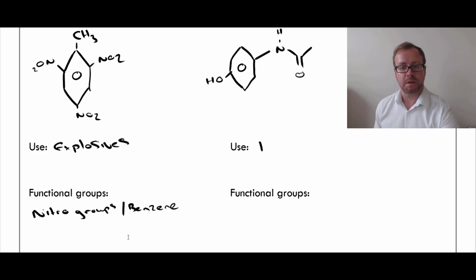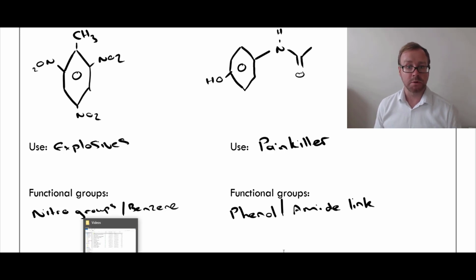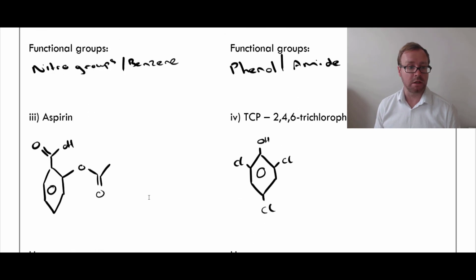Paracetamol, I'm sure you've guessed, is a painkiller. And we have benzene with an OH group attached, which is actually its own separate functional group. We call this phenol. Here we have an NH bonded with a C double bond O, and we call this an amide link. We'll be doing some more videos and work on phenols and amides in the future.